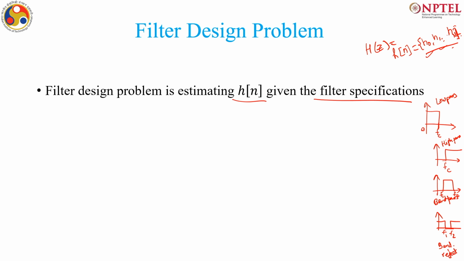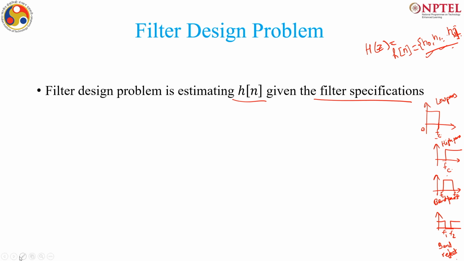So the problem is that we should specify the type of the filter and what the cutoff frequencies are. For low pass and high pass, we should have one cutoff frequency, and for band pass and band reject, we should have two cutoff frequencies. But these filters are typically ideal filters, and in the real world we will not get to design ideal filters. So for practical filters, our response will not be exactly like this.